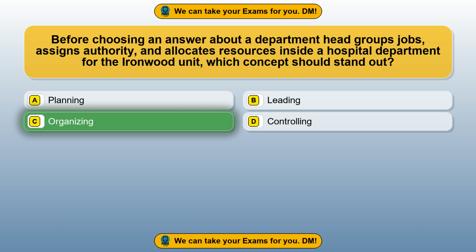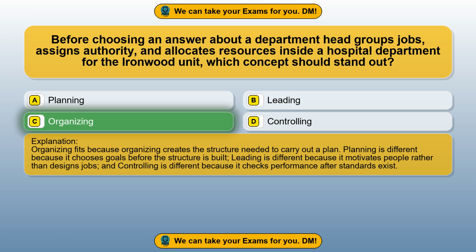Organizing. Organizing fits because organizing creates the structure needed to carry out a plan. Planning is different because it chooses goals before the structure is built. Leading is different because it motivates people rather than designs jobs, and controlling is different because it checks performance after standards exist.